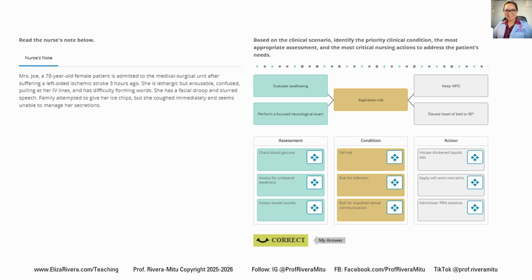With regard to the assessments, checking blood glucose and assessing bowel sounds may be an important part of the admission or your physical assessment, but they're not directly related to aspiration risk. And they're also not mentioned in the scenario. We can assess for unilateral weakness, but that's also part of your focused neurological exam.